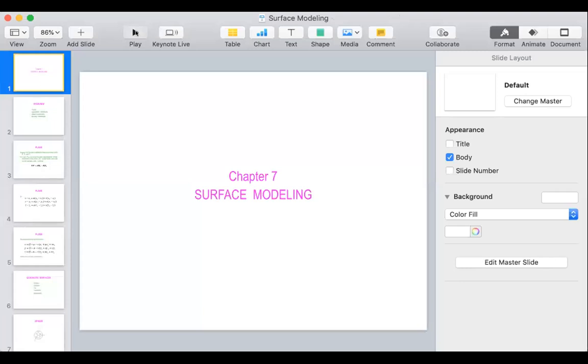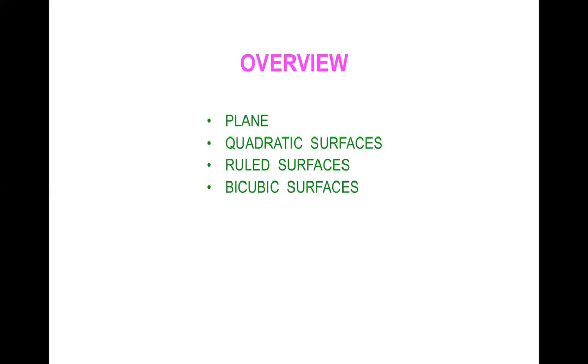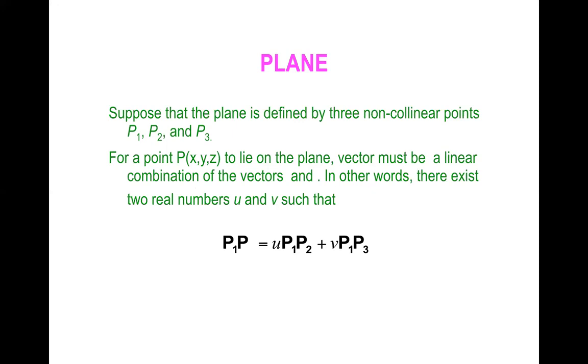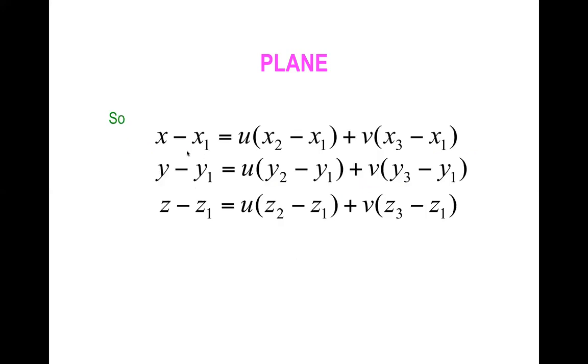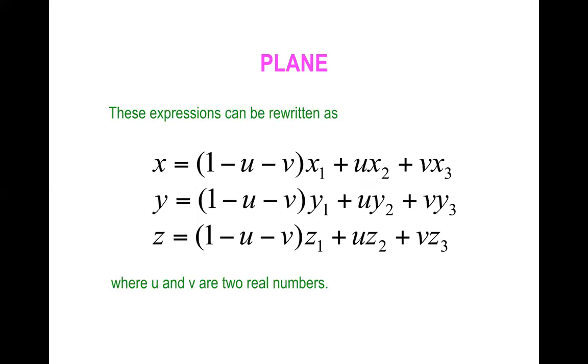Okay. This is the slide for surface modeling, right? Normally, when I start to teach surface modeling, I have to start from the plane equation. This is P1P equals u P1P2 plus v P1P3, right? This is a plane equation. And then when I extend into the x, y, z direction, that is three-dimensional space, right? We can come up with this one, okay? And then this one can be written in terms of (1 minus u minus v) x1 plus u x2 plus v x3.